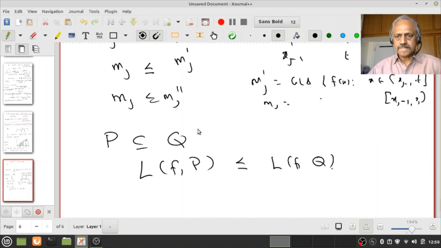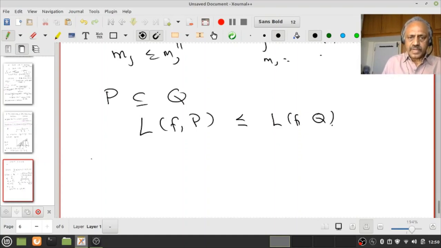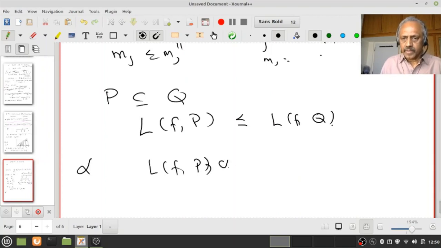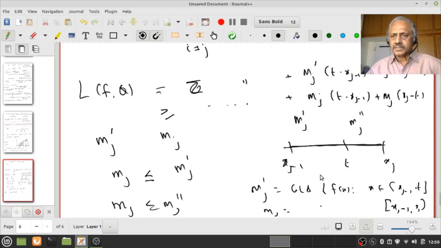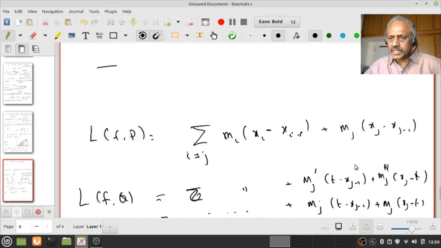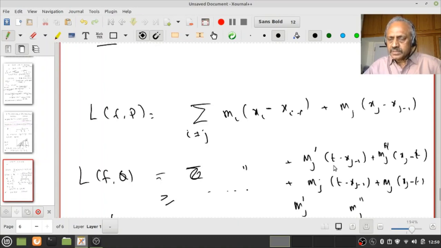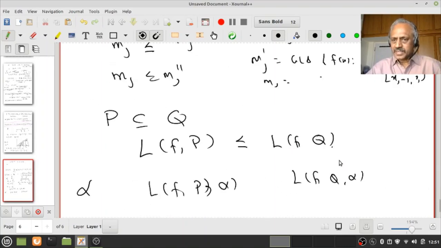Have you understood? Now notice that if alpha, the integrator alpha, is an increasing function, what do you think? L(f,P,alpha) and L(f,Q,alpha), how are they related? Notice that the same thing we have to do, except what did I do? m_j dash into (alpha(t) minus alpha(x_{j-1})). This is increasing, therefore this will be non-negative. Therefore this inequality will still remain the same way. Please pay attention. This is why I said in the last class that increasing is all we need. Do you understand? This is also clear.